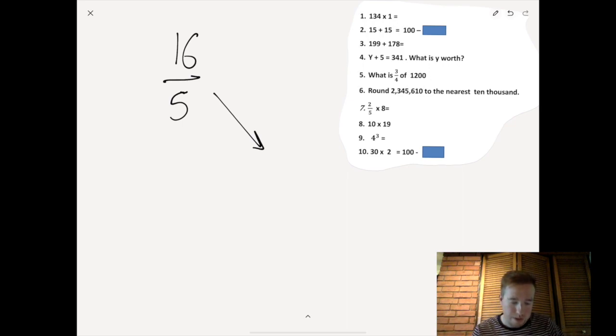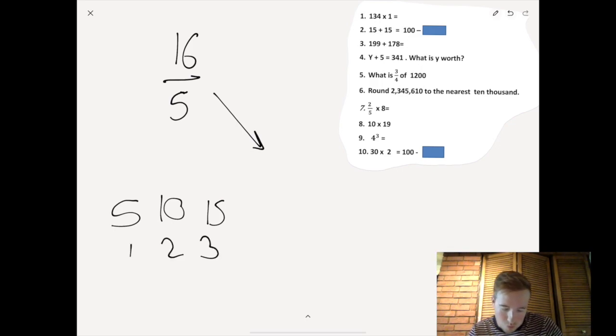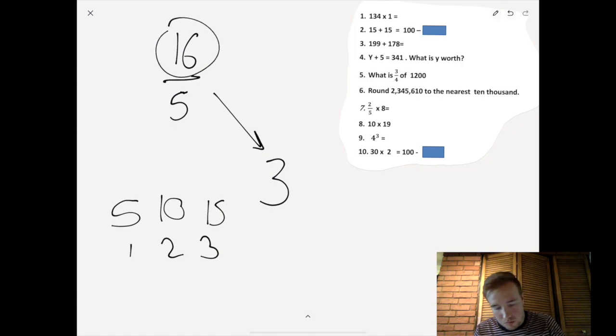That will give you your whole number, and it will give you your remainder that's left as a fraction. Okay, so you've got 5, 10, 15. So I can get to 15, and I've got 16 fifths. So 15, which is 1, 2, 3. Okay, so I've got 3. So if I have 15 pieces of cake, then I've eaten 3 whole cakes, and then I've got 1 piece of cake left over because I had 16 bits. So it's 3 and 1 fifth.